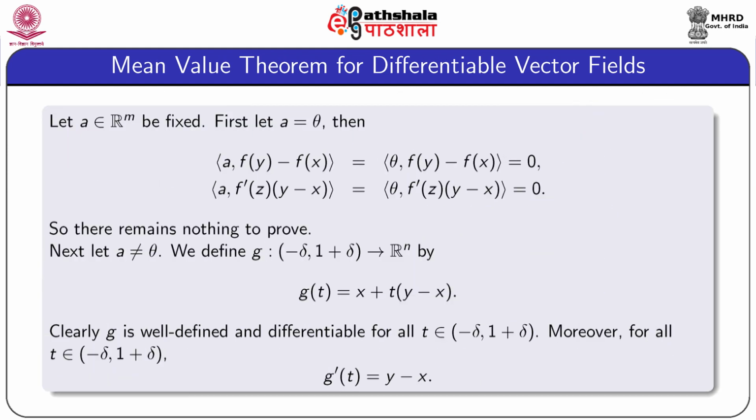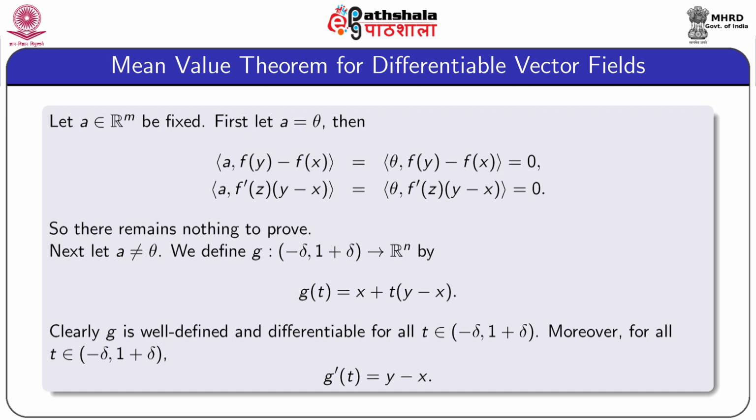Let a be a fixed vector in Rm. We start with assuming a equal to the 0 vector. Then inner product a with f(y) minus f(x) is nothing but 0. Also, inner product a with f dash z operating on y minus x also is 0. So, whenever a equals the 0 vector, there remains nothing to prove. So, we assume a to be a non-zero vector.